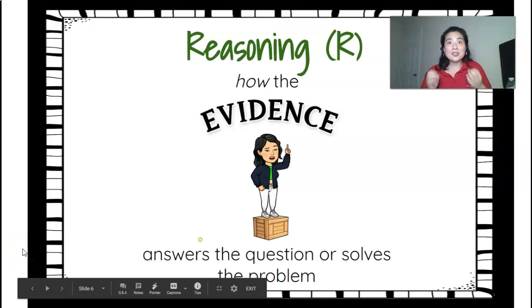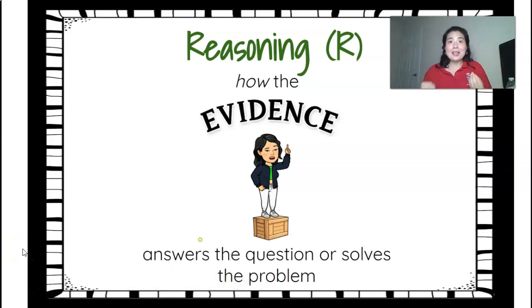Now, the part that's a little difficult and is a little different is this part called reasoning. Now, reasoning is how the evidence answers the question or solves the problem. So in second grade, you're definitely expected to be able to make a claim and provide evidence, but reasoning is actually a piece that you'll really start practicing in future grades. But for today, I'm going to go ahead and practice it with you so that way you can be a little more prepared for third and fourth grade.